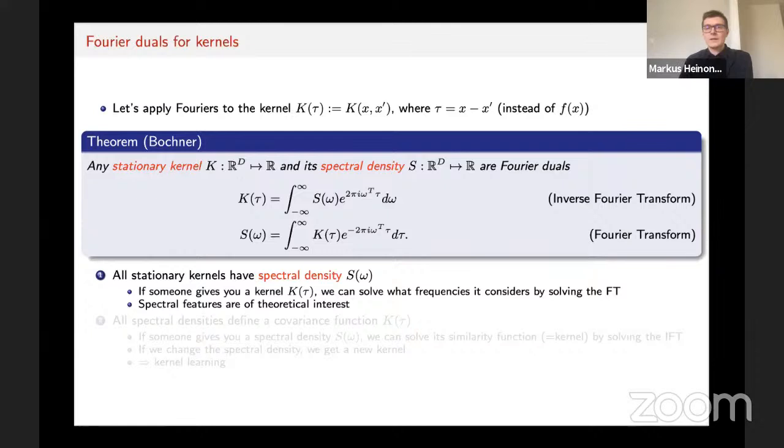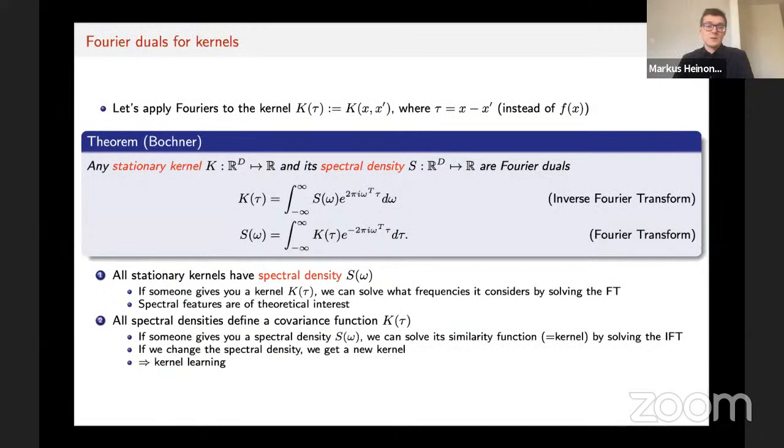This might be theoretically interesting for some cases. In terms of kernel learning, it's not particularly useful or interesting. For that, the other direction is much, much cooler. If someone gives you a spectral density, then we can solve what the corresponding kernel is. And if we change the spectral density a bit, we can go back and solve the kernel again, and we would get a different kernel back. This immediately opens the floodgates: by optimizing over the spectral density, we can optimize over the kernel space. And here we would be using the inverse Fourier transform, which is the first equation.